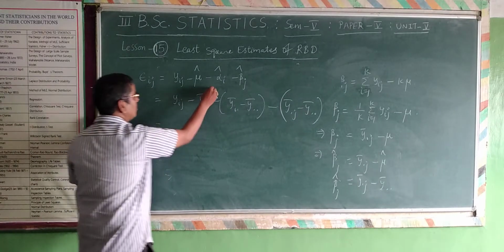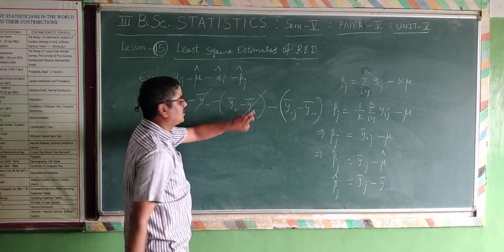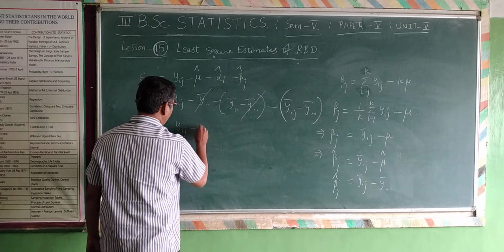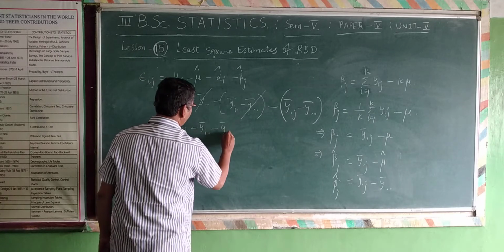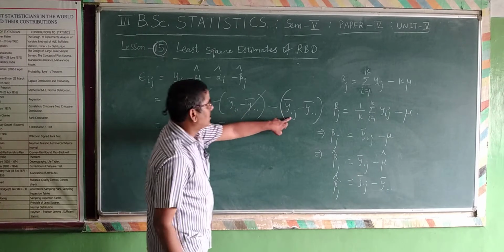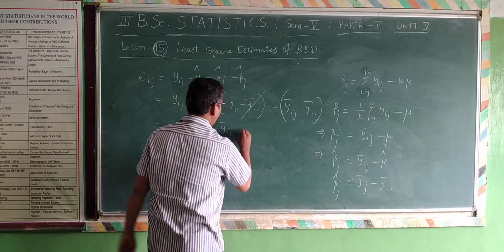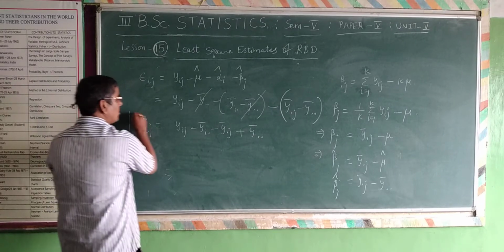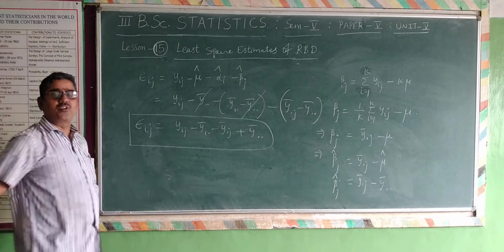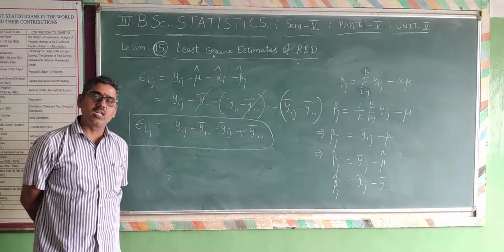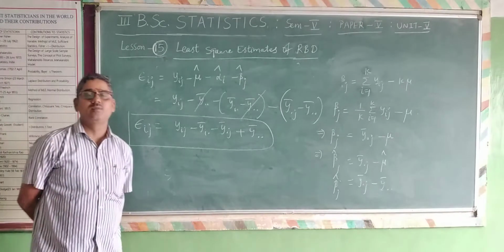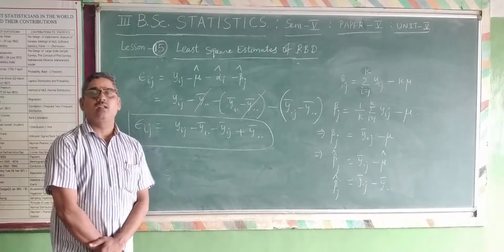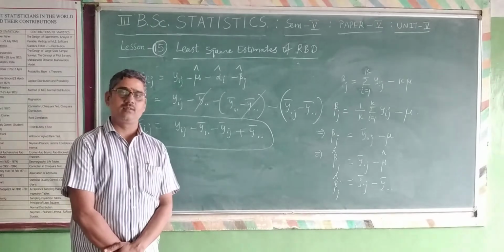Now you see we can cancel out the y bar dot dot terms; minus of minus gives plus y bar dot dot. What are the remaining values? It is yij minus y bar i dot minus y bar dot j plus y bar dot dot. So this is the value of epsilon ij cap, the error component: yij minus y bar i dot minus y bar dot j plus y bar dot dot. So these are the least square estimates in randomized block design. Thank you.